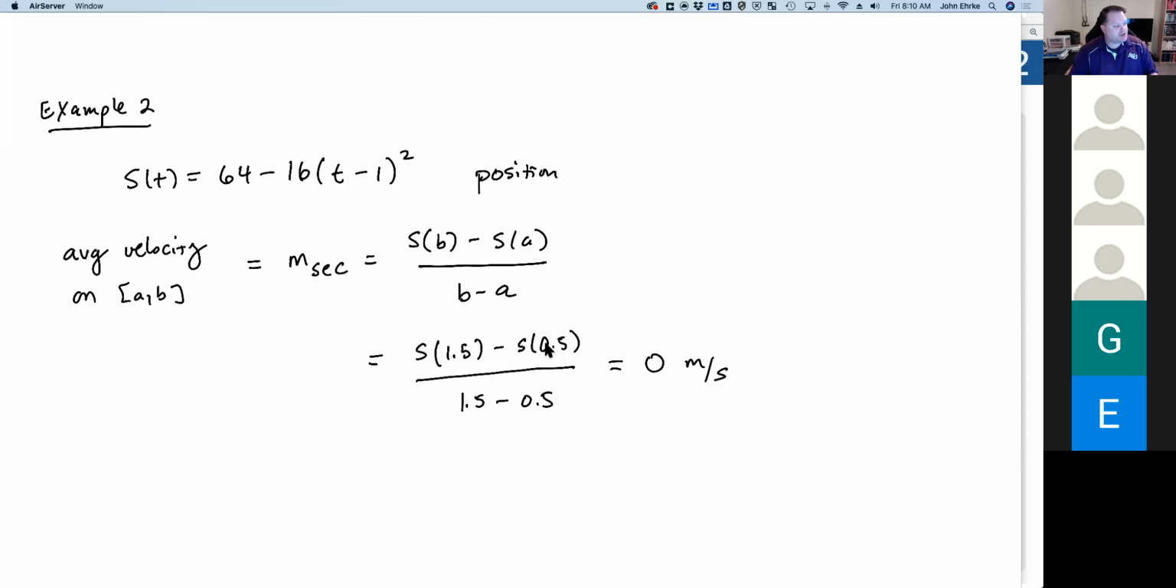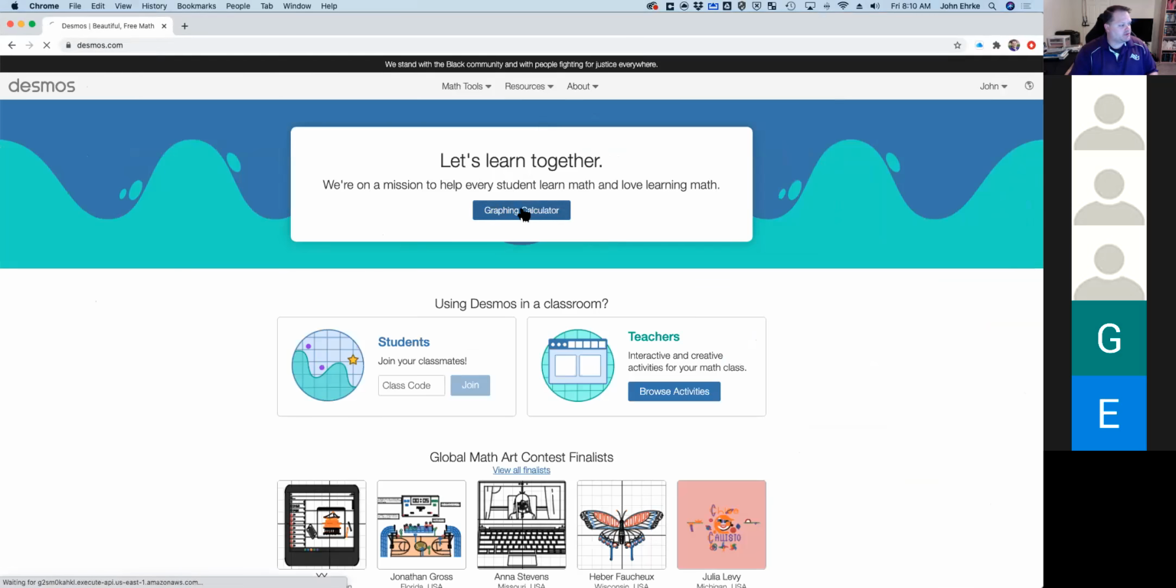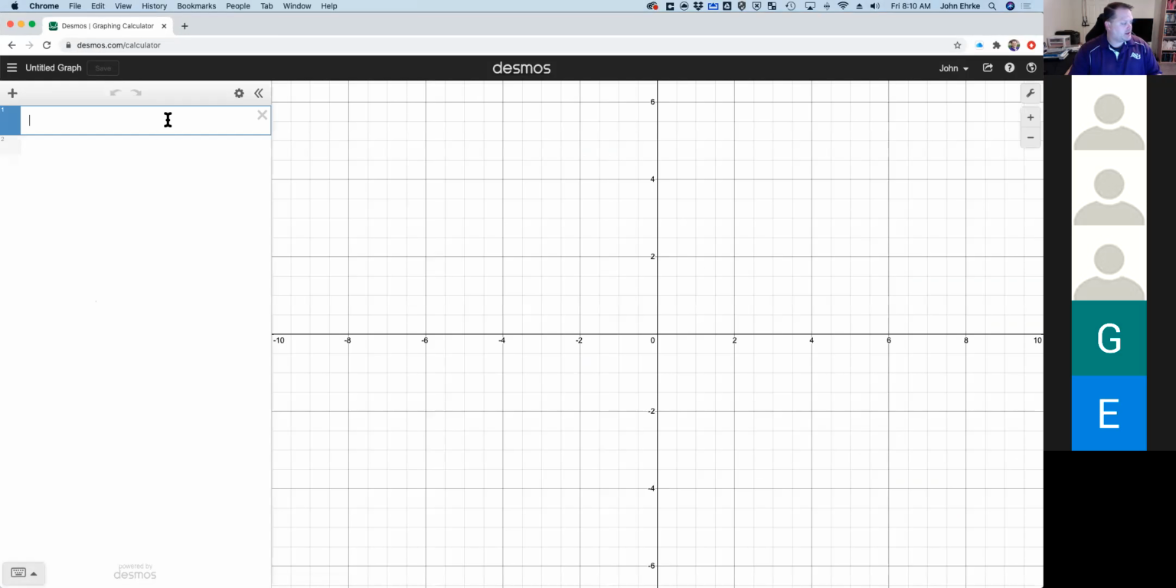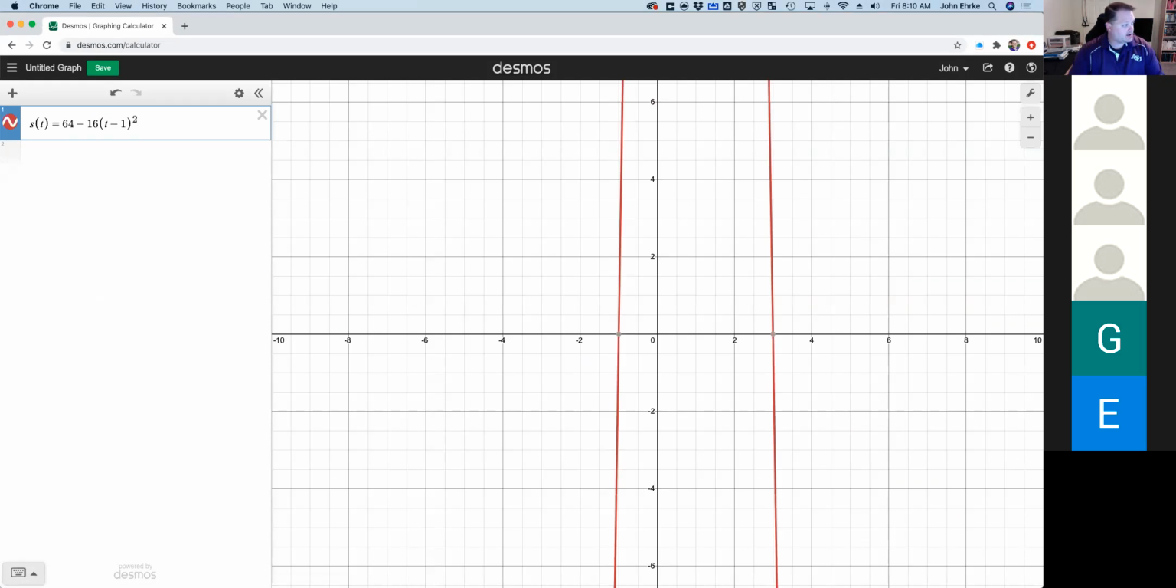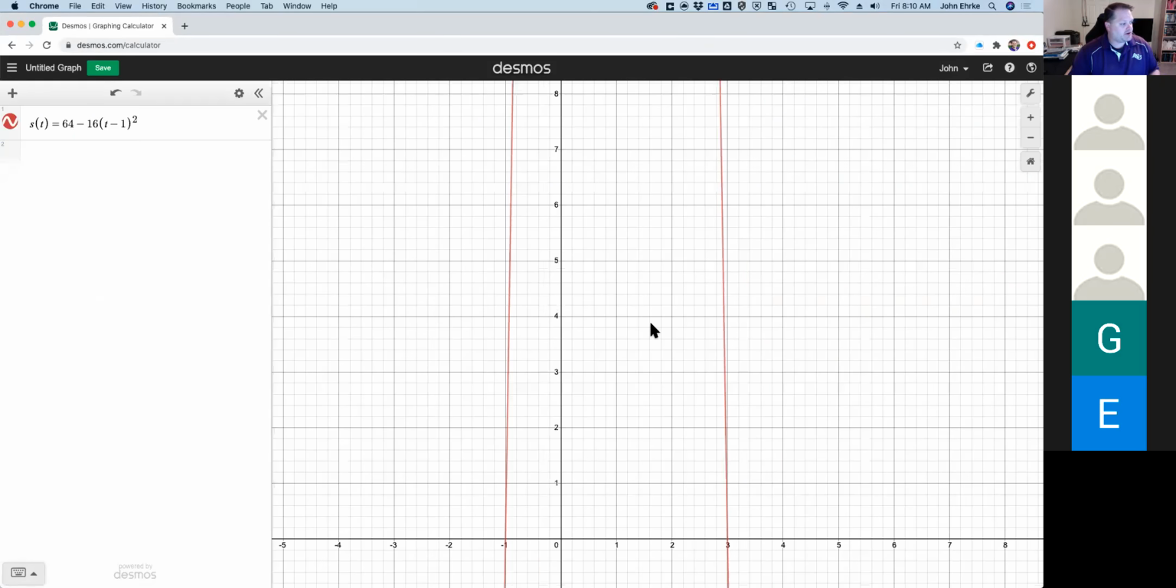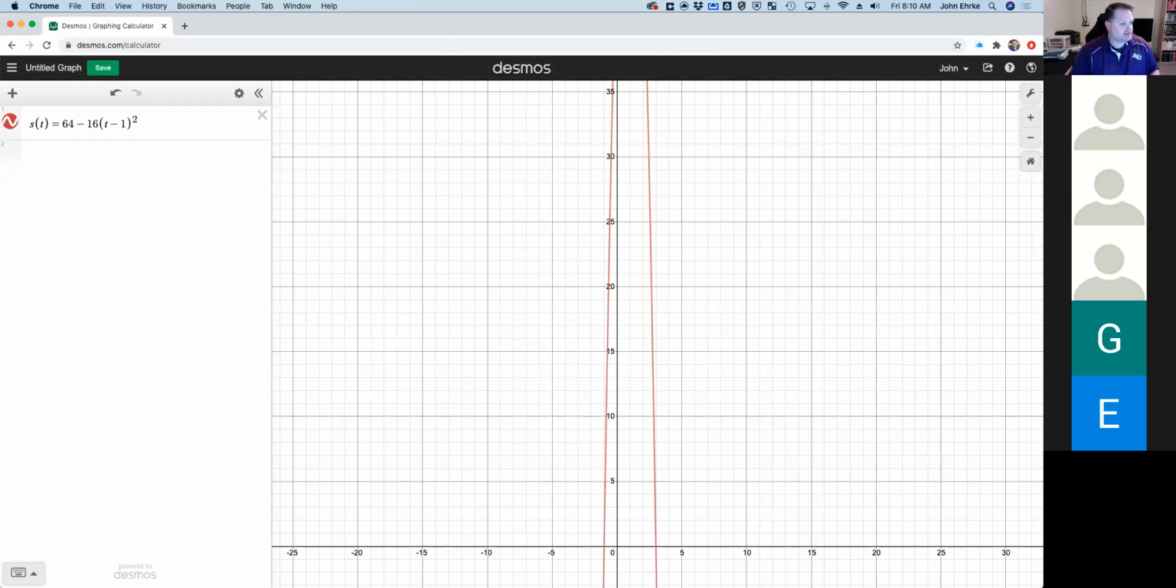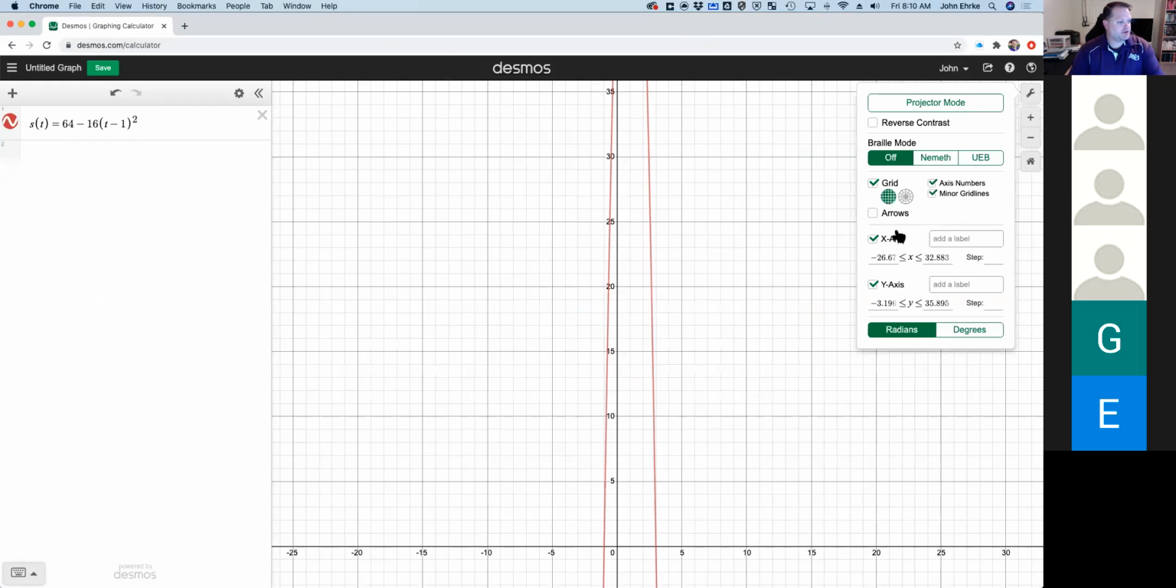Now, what's interesting here is that on a graph, you can see this very plainly. So if I go to Desmos and type in s(t) = 64 - 16(t - 1)^2, I'm going to get my graph here zoomed out where I can see some things. So let me change the zoom setting real quick.